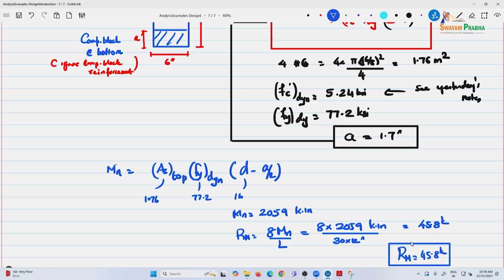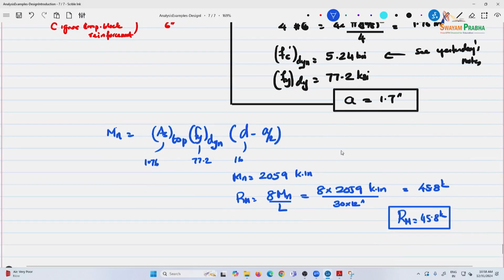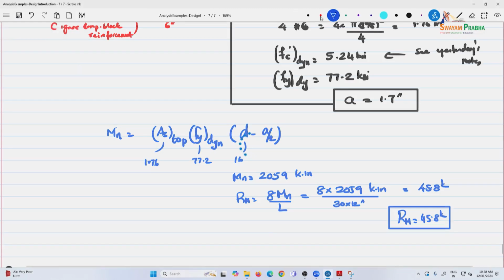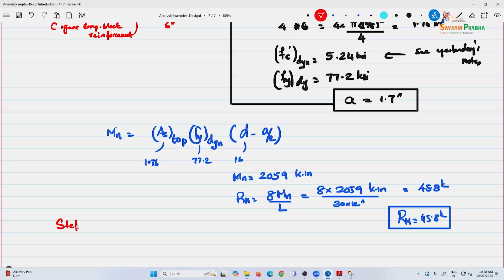We'll finish this in another 5-10 minutes. Then the last step, or the couple more steps, is to check the blast force.